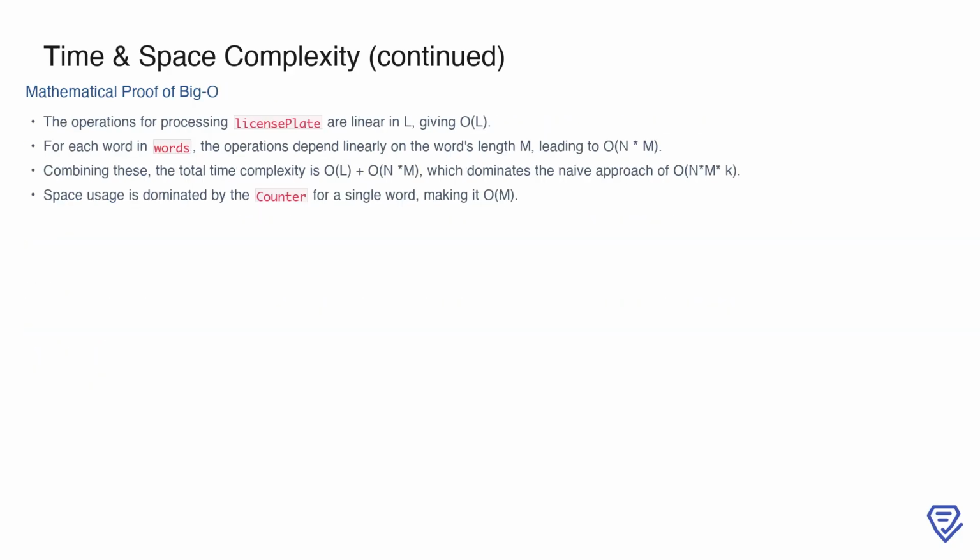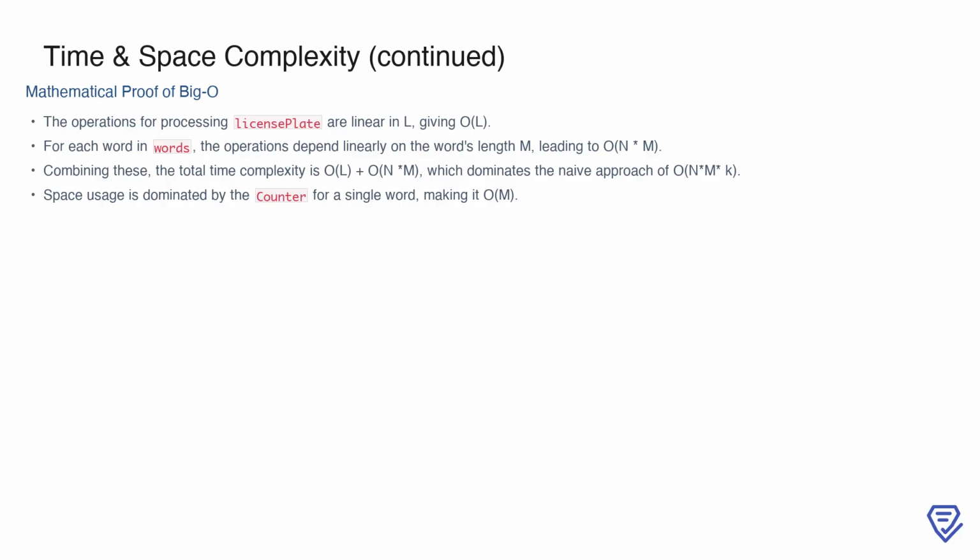Finally, the big O analysis can be mathematically verified. Processing license plate involves linear operations in L, giving O(L). For each word in words, the operations depend linearly on the word's length m, resulting in O(n*m). When combined, the total time complexity is O(L + n*m), which is much more efficient than the naive approach of O(n*m*k). Regarding space complexity, the dominant factor is the counter created for a single word, which requires O(m) space.